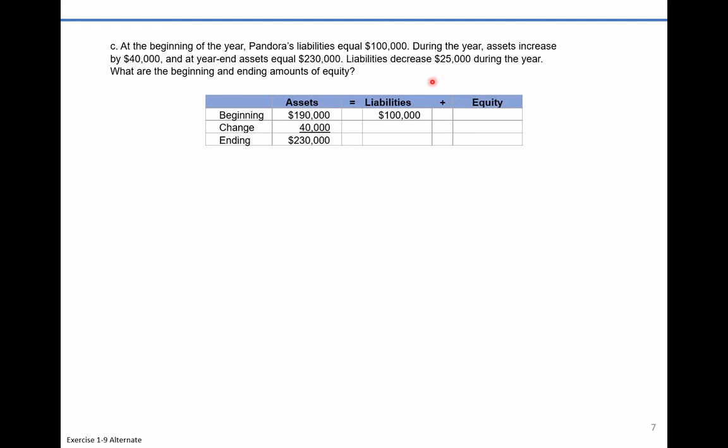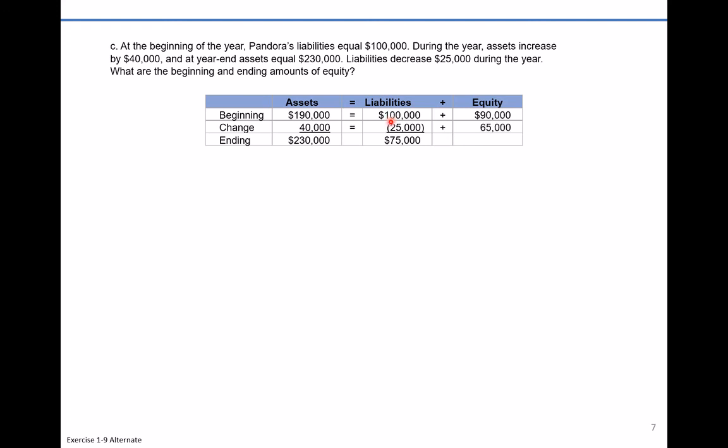Let's move on to liabilities. Liabilities were $100,000 at the beginning. They decreased $25,000, so liabilities at the end, well, that has to be $75,000. Well, now we can fill in what equity is across the board. We can, if we want, determine what beginning equity is. Well, that's what's asked in the problem. So we have assets of $190,000, liabilities of $100,000. Well, what does equity have to be? $190,000 minus $100,000, equity has to be $90,000.